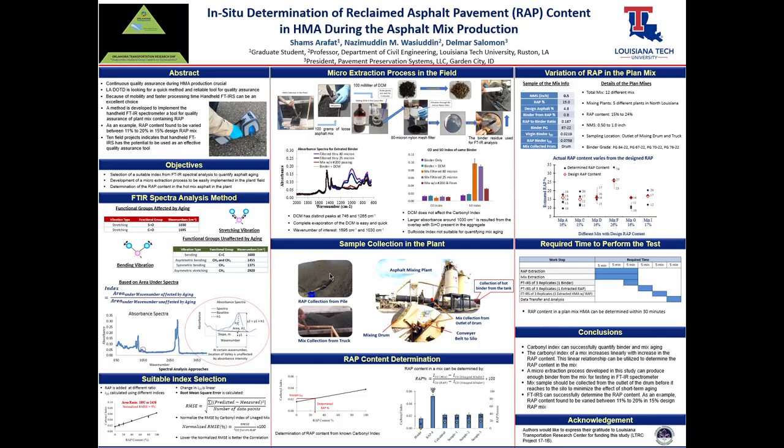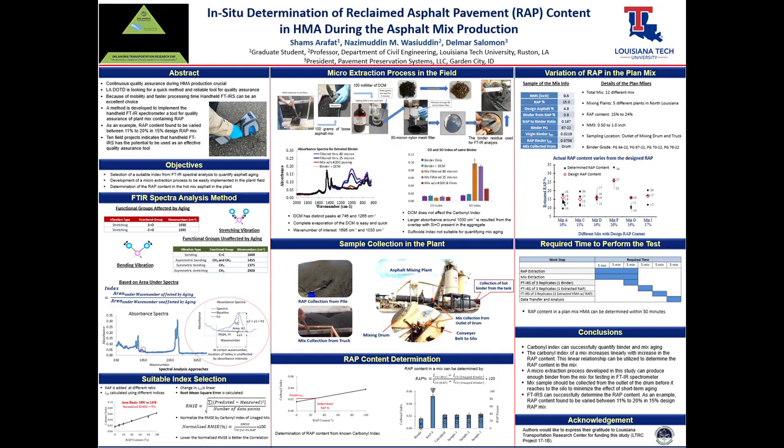When we go to the field, we collect the RAP from the pile and determine the carbonyl index. We collect the binder from the tank and determine the carbonyl index of the binder. Then we collect the hot mix asphalt from the outlet of the drum and determine the carbonyl index of it. So using the linear relationship and the known carbonyl index, we can determine the percentage of RAP present in that sample.